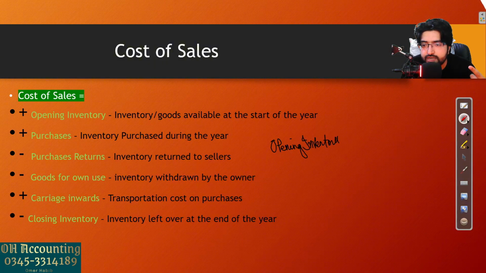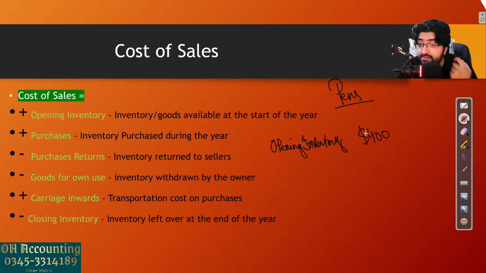I'm selling pens. Okay, let me write here. This is a business of pens. So in opening inventory, I had pens worth $400 available. A business usually doesn't sell just one unit. We are selling multiple units. So the total value of pens I had available at the start of the year was $400. Furthermore, during the year I purchased more pens worth $100.